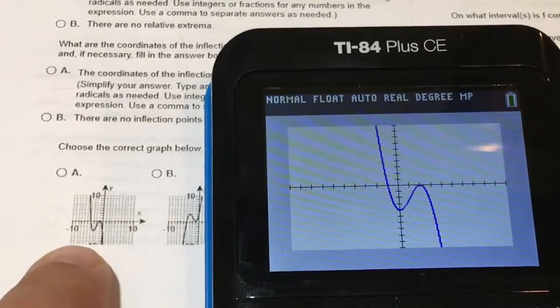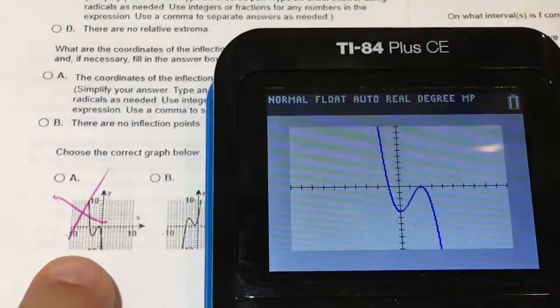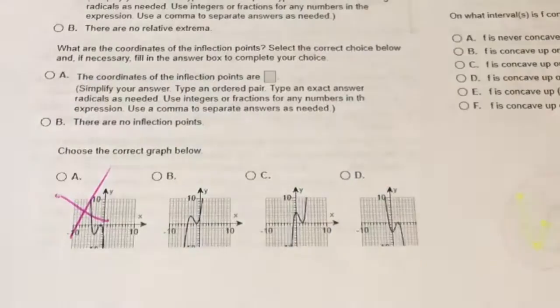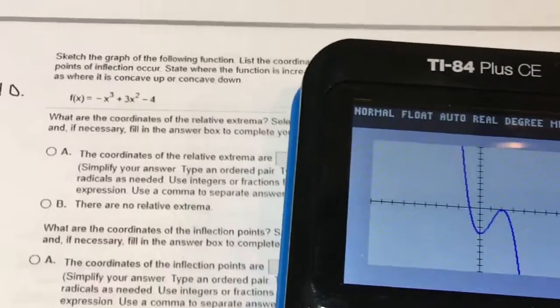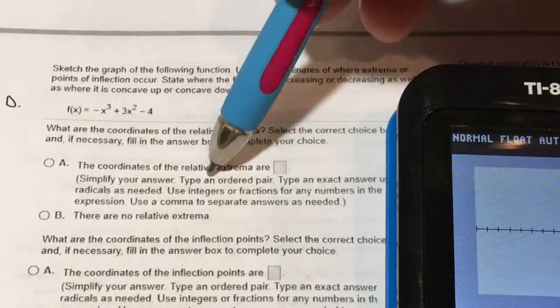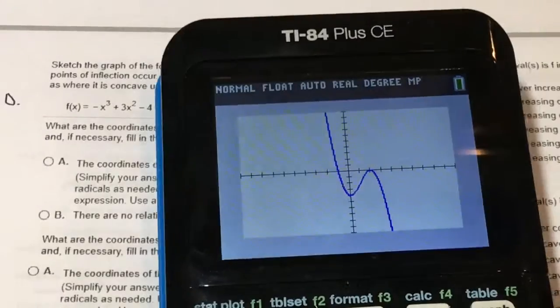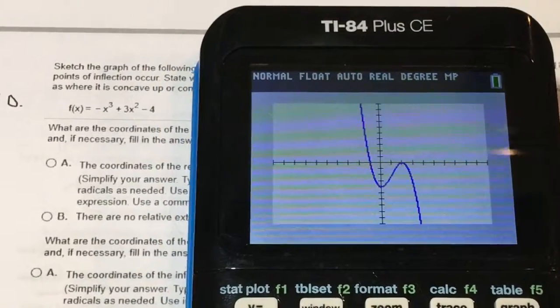So right now, it's not A, that's too far off to the left. It's not B because the end behavior is incorrect. It's not C because, again, the end behavior is incorrect. It has to be choice D. And the question begs, what are the extrema? So that's going to be the min and the max, this min and this max. And we have to place both of them in that choice A.